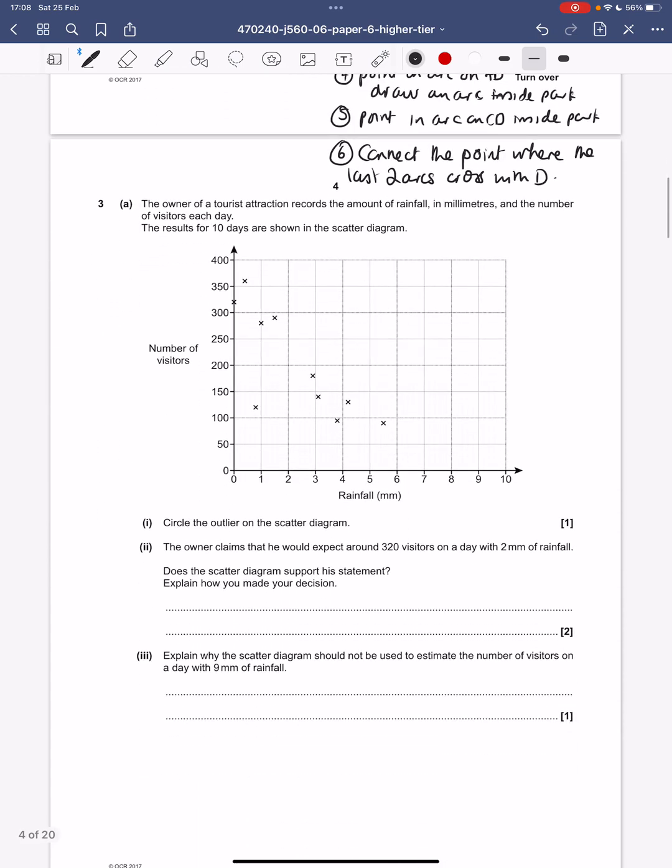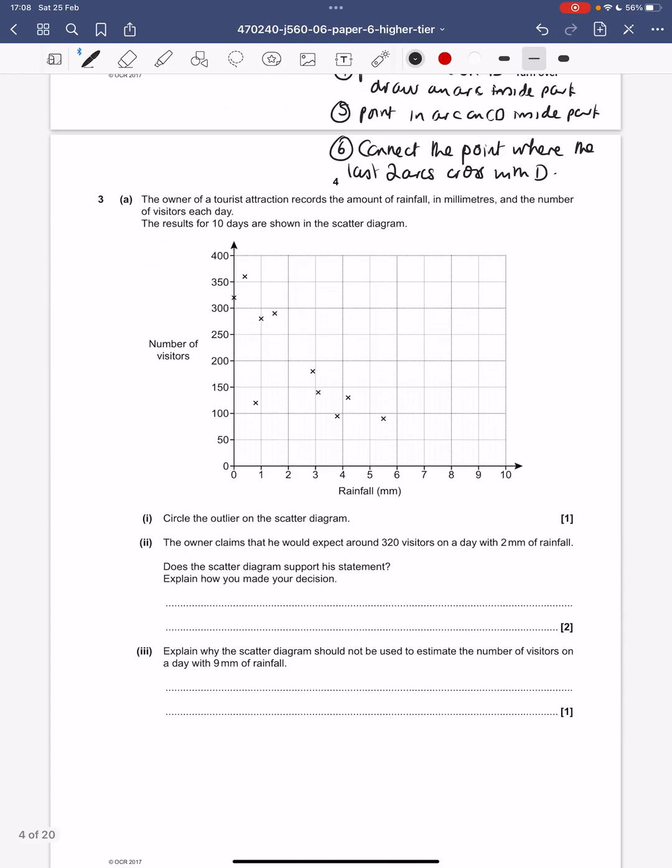Right, number 3, the owner of a tourist attraction records the amount of rainfall in millimetres and the number of visitors each day. And there's the results for the days. So as you'd expect, more rainfall, although we're only going up to 5.5 millimetres, we don't know about these. But the more rainfall, the fewer the people. Less rainfall, more people. So circle the outlier. That's one that sort of seems to be bucking the trend.